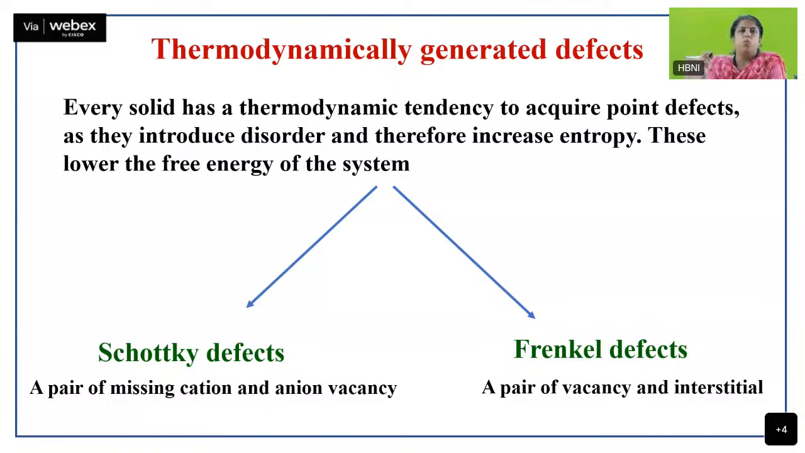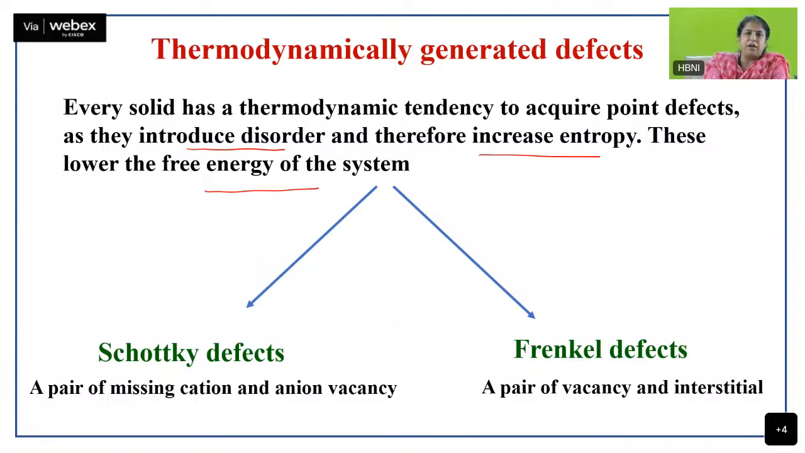Okay. So what is the main reason behind thermodynamically generated defects? The defects introduce disorder that increases entropy, and that decreases the free energy. This lowers the free energy of the system, and this is the reason that some amount of defects is necessary for the material. Some amount of defects generated helps in lowering the energy of the material, and hence they are invariably created in the material.